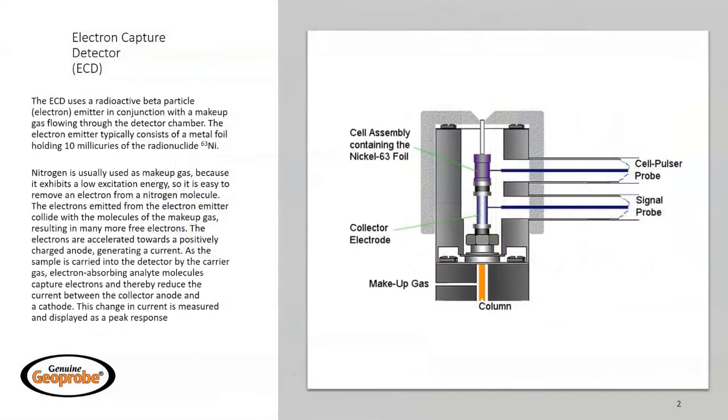The electron capture detector, or ECD, utilizes a radioactive beta-emitting nickel-63 source. As the nitrogen carrier gas enters the ECD chamber, electrons are removed from the nitrogen molecule, creating many free electrons. The now free electrons accelerate toward the positively charged anode, creating a current. As the halogenated sample enters the ECD chamber, the analytes absorb the free electrons, reducing the current between the anode and cathode. This change in current is the measured peak response.